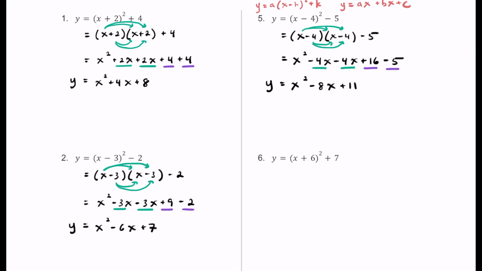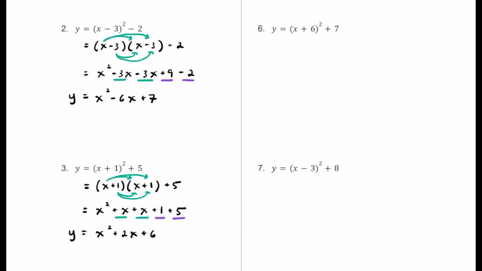So this is going to be our equation in standard form where a is 1, b is negative 8, and c is positive 11. For number 6, we have y is equal to the quantity of x plus 6 squared plus 7. So let's go ahead and write this out and expand this. So we're going to have the quantity of x plus 6 times the quantity of x plus 6, and then we're going to add 7 afterwards.